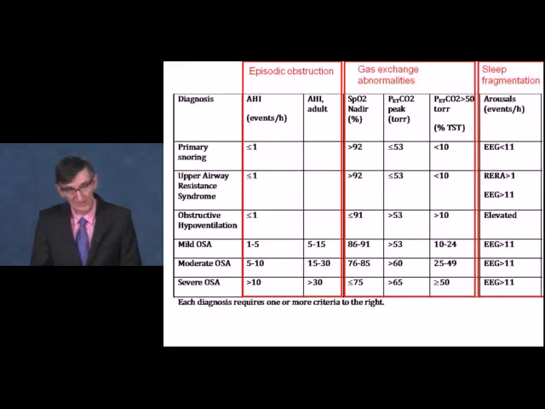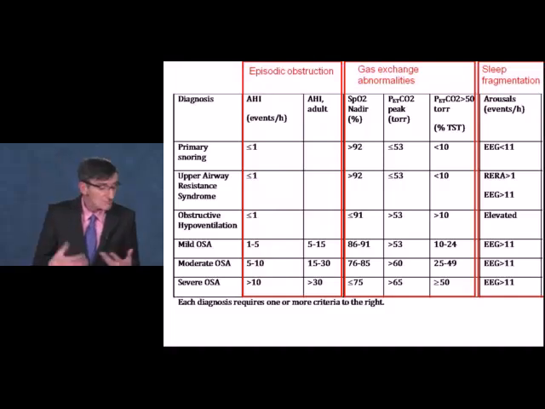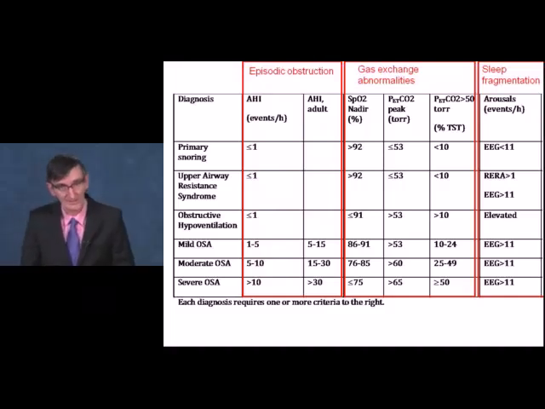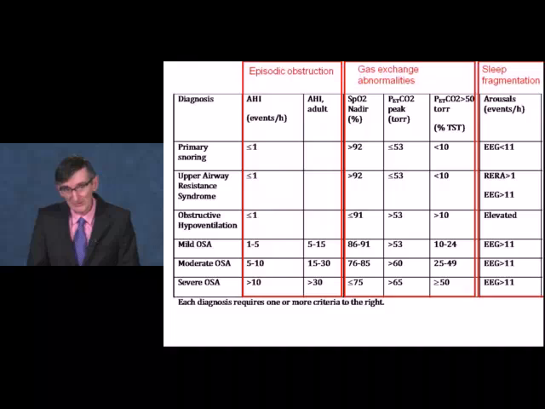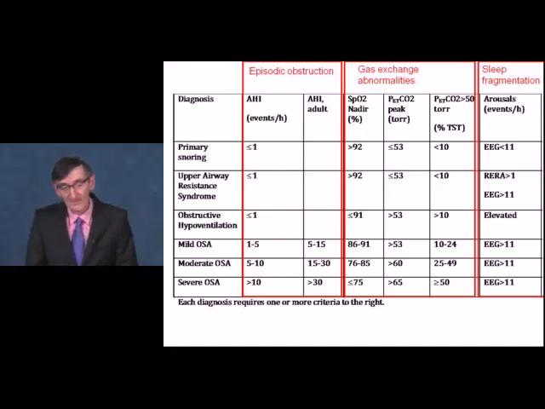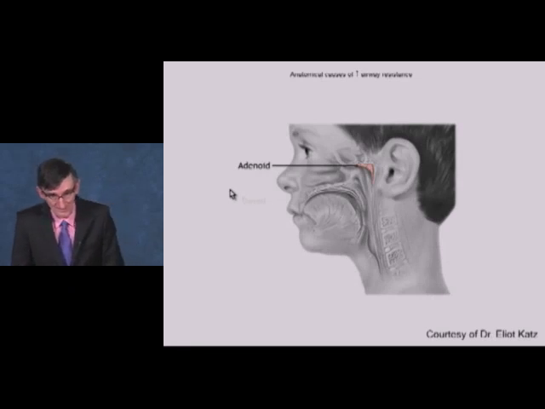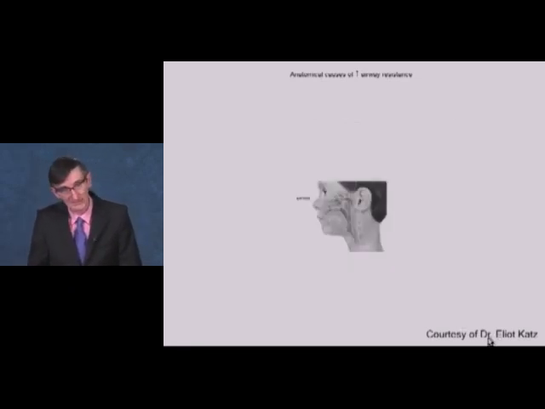Now in moderate, you see the apnea-hypopnea index goes up. You get more of these sats, 76 to 85. And in severe, you can see down to 75. And you're amazed how tolerant these kids are. So these are all gradations thereof. And then you and I have to figure out why. I want to thank Elliot Katz for this slide.